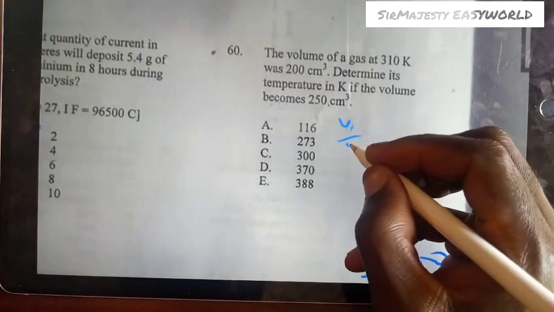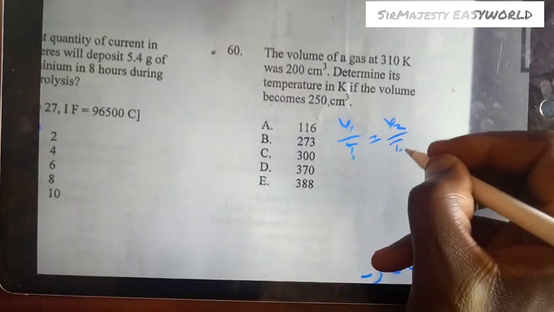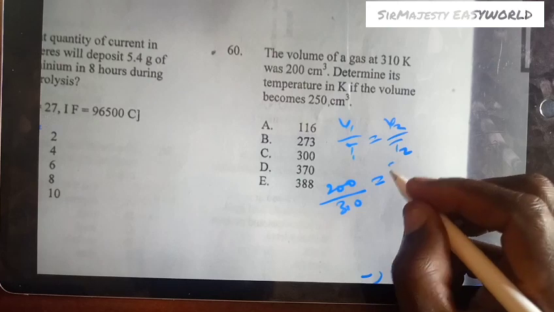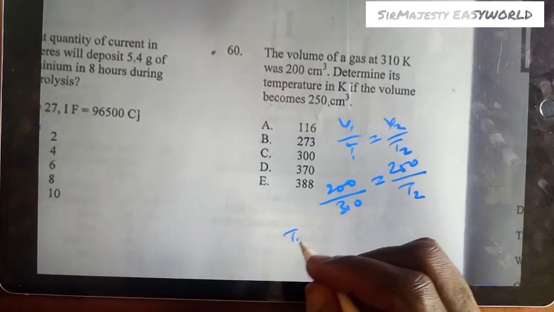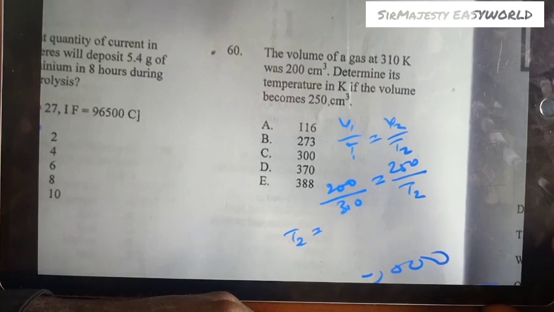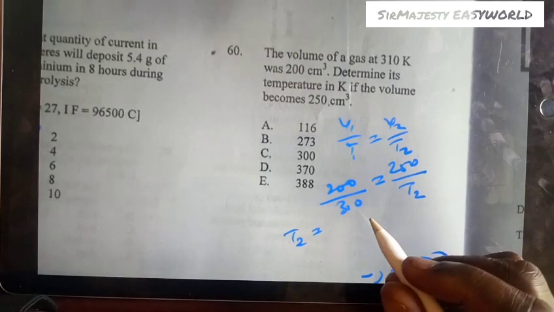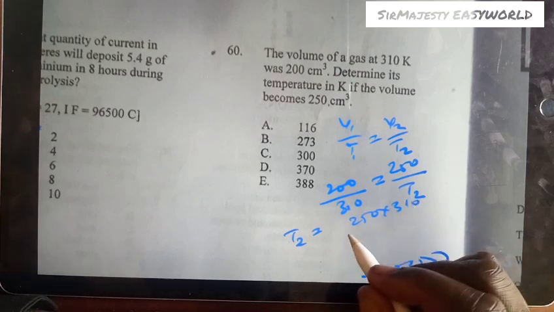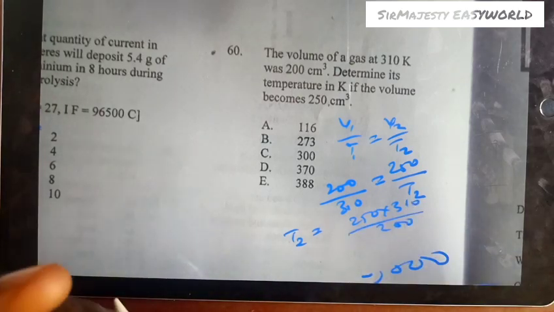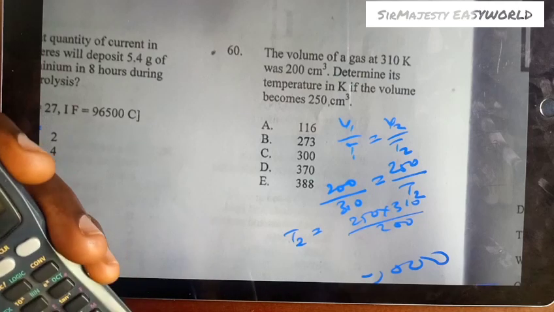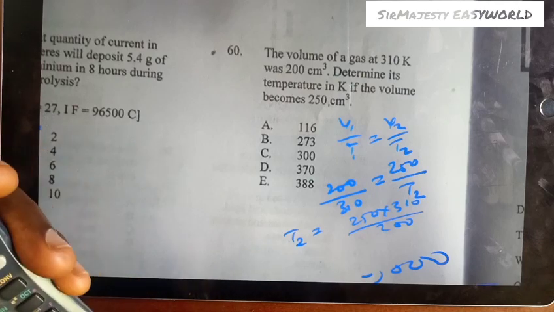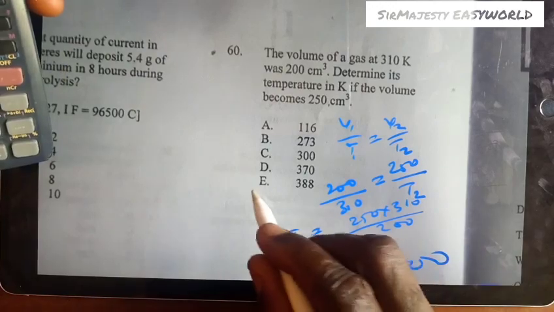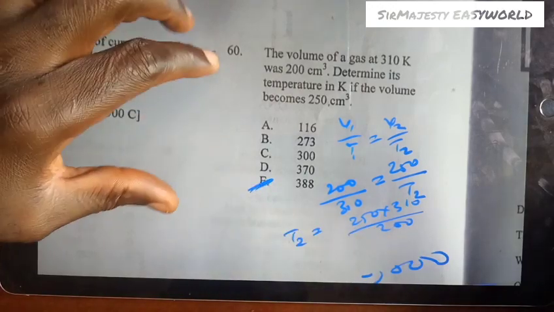Using V1 over T1 equals V2 over T2, V1 is 200 divided by 310 equals 250 over T2, which is unknown. Simple. T2 will be 250 times 310 divided by 200. So 250 times 310 divided by 200 is 388. Okay, this is the answer. That's it for the objective.